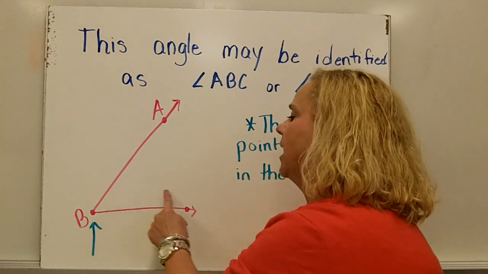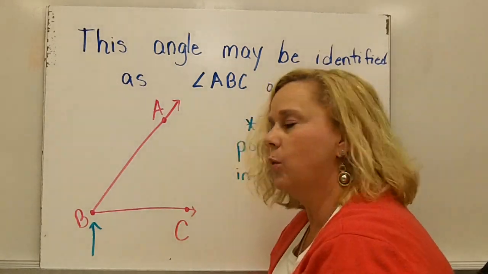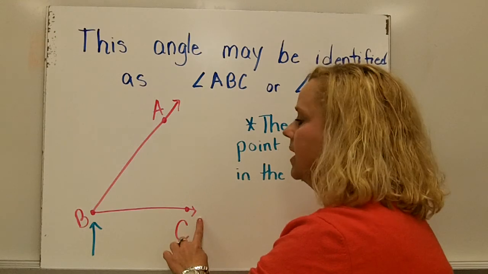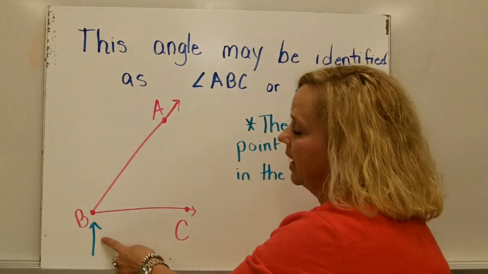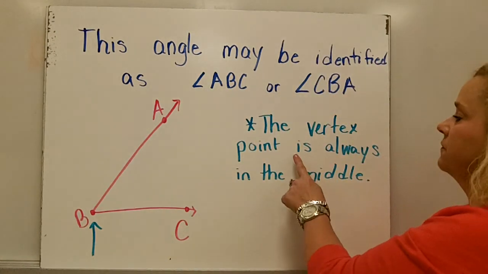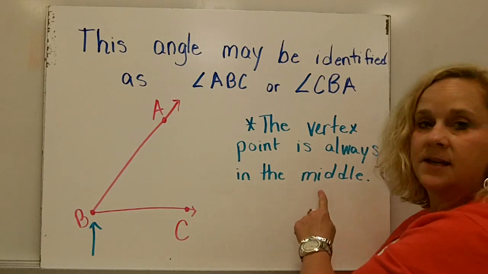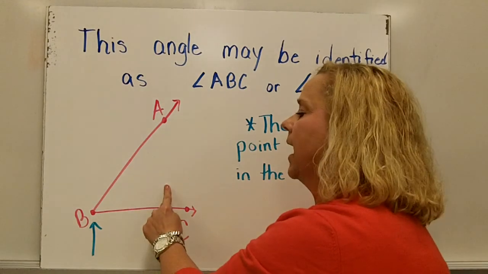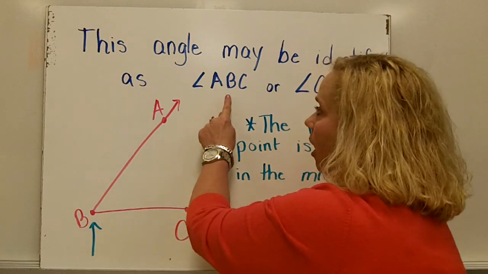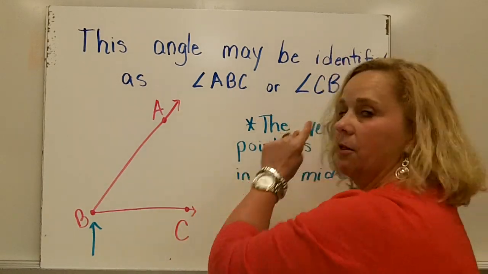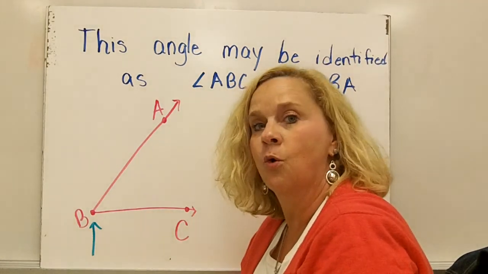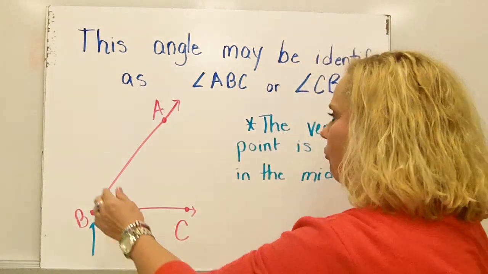And when you're naming an angle, you can do that. It does not matter which comes first, the A or the C. But what I do want you to remember, and I have a green arrow drawn here, is the vertex point is always in the middle. So if you're naming an angle, the vertex point will always be the letter in the middle. That letter will never come first or last when you're naming an angle.